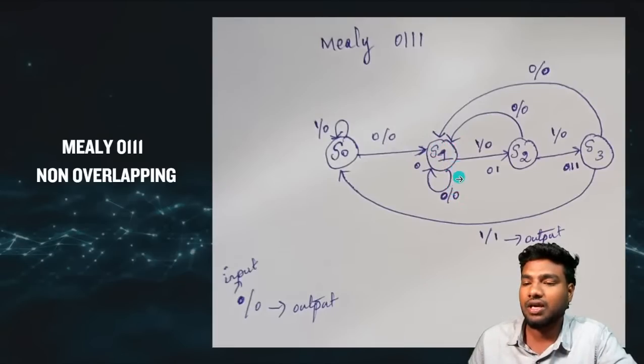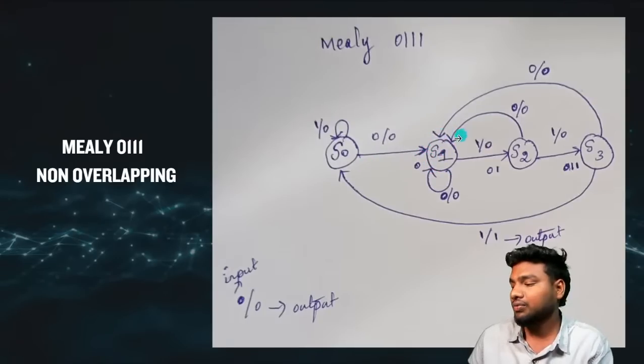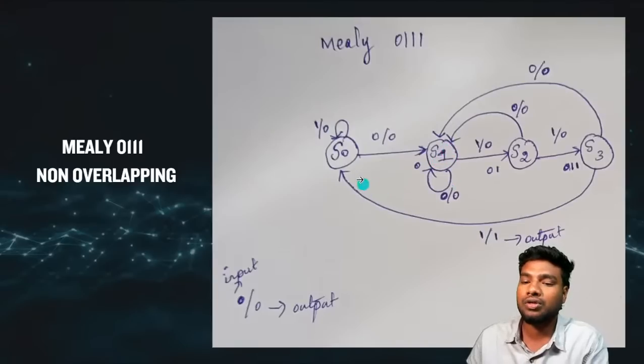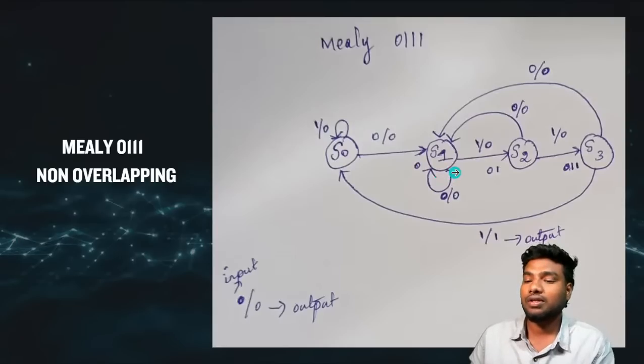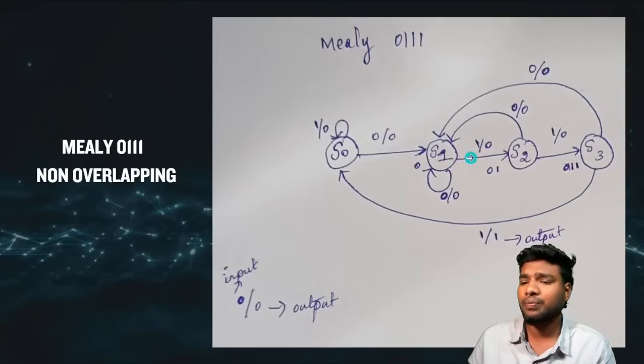In the S1 state, if the input is 0, it will stay in the same state. Why? Because it already has the 0 value stored, so there is no need to go back to the initial state S0. If the input is 1, it will move to the S2 state, and my output is 0, because I didn't get my sequence.